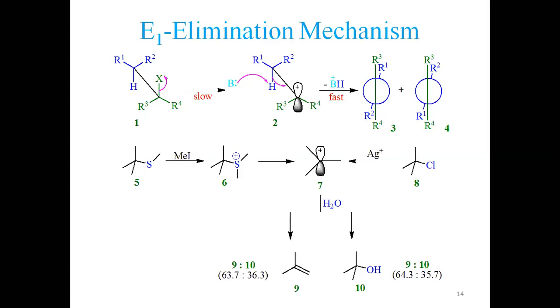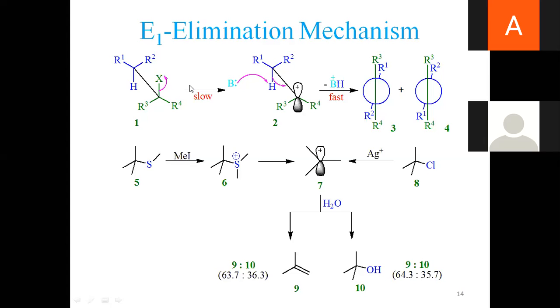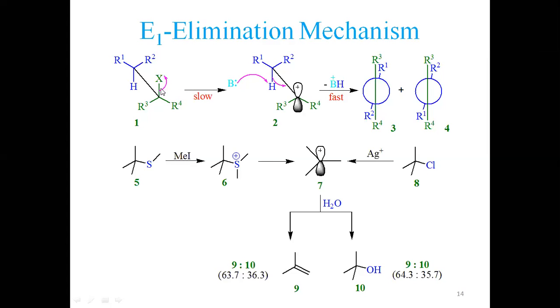But here, if they are not eliminating syn or anti, but it is going by a stepwise mechanism, it means one group with the electron pair leaves first, generating a carbocation here. This is a slow reaction rate. So it is generating a pi orbital here. You see, this X leaves and generates a positive charge here. So this pi orbital is here with positive charge.